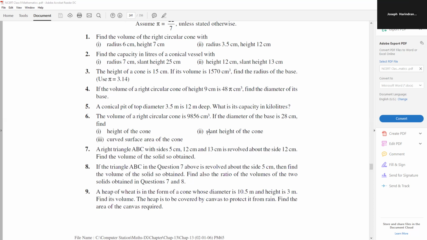Okay, in this video we have covered the cone, the right circular cone, the surface area and volume of a right circular cone.